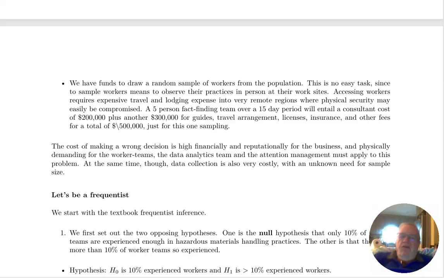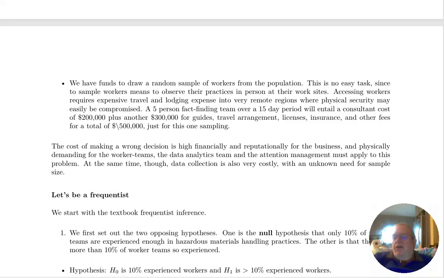It has to go across all sorts of criteria. We need to interview people as to what those criteria should be, and we hire somebody from the outside to make sure and challenge us that we did a good job of the sampling. Travel and lodging expense into remote regions where physical security may easily be compromised. Danger, danger, danger, yes. A 5-person fact-finding team over a 15-day period will entail a consultant equivalent cost of $200,000 plus another $300, and on and on and on, just for the one sampling.